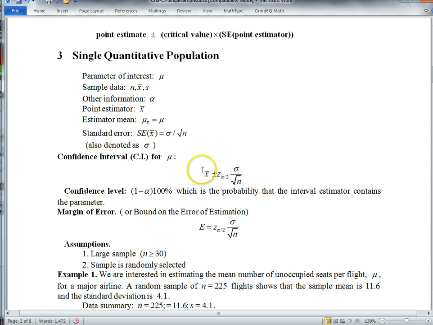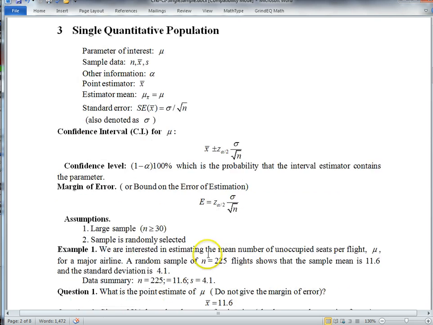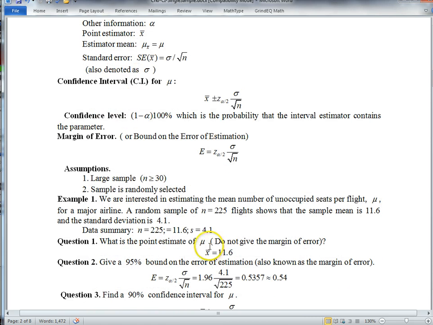Okay? So for these formulas to be valid, we need a large sample, and the sample also has to be random. So these are the two conditions: a random, large sample. Random so that the sample represents the population, and large so that we can use the central limit theorem and just use these z values. Okay, so let's go through an example to illustrate those ideas.